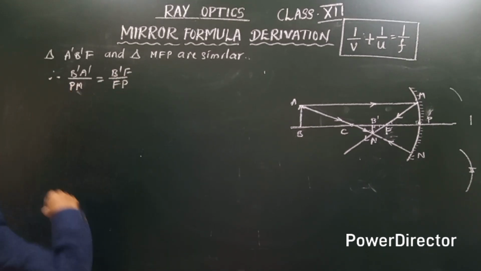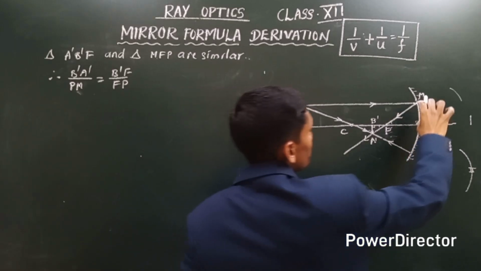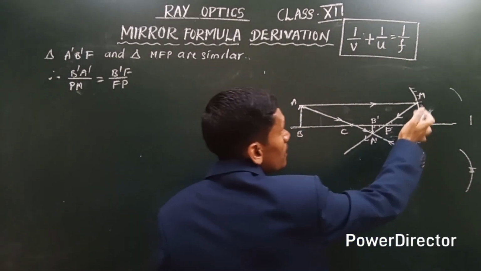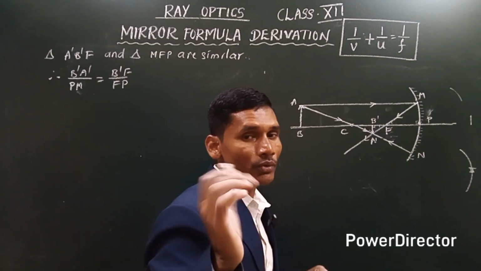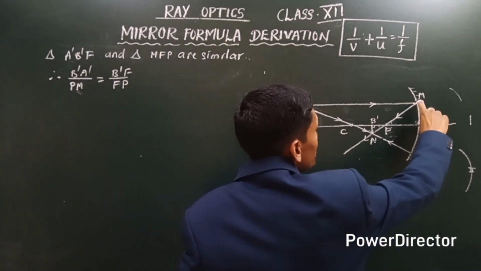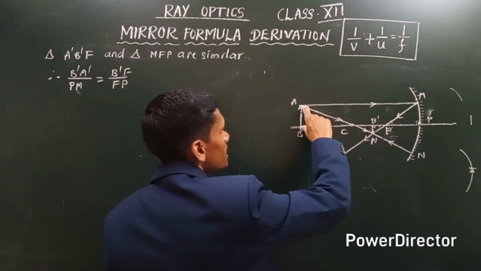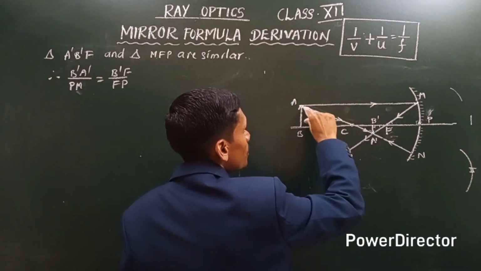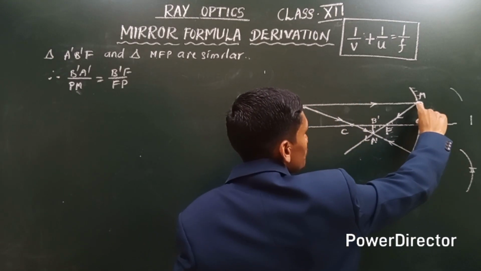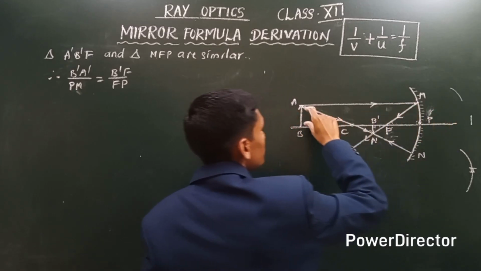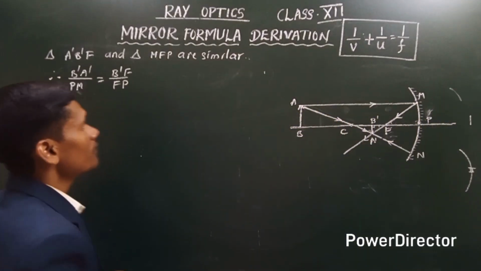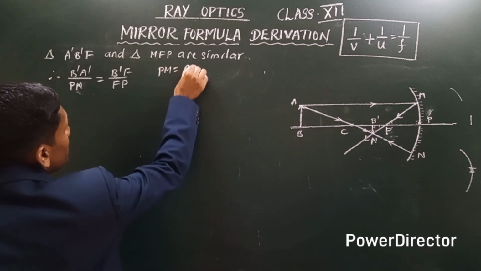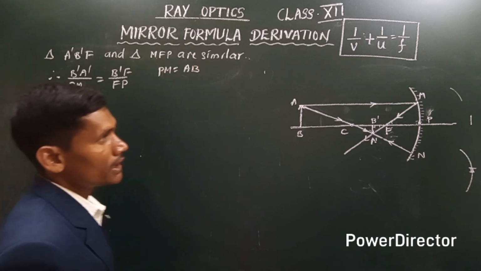Now here PM, we don't know the measurement of its length at all. So what can be considered instead of PM? We can consider this as AB. Why? This line is parallel to the principal axis. If this is parallel, the same distance will be there here also. Then MP will be equal to AB. That is how we are getting this.